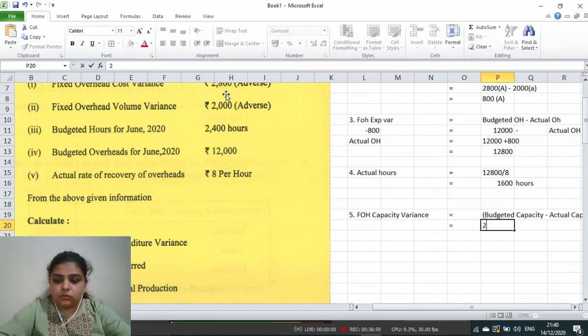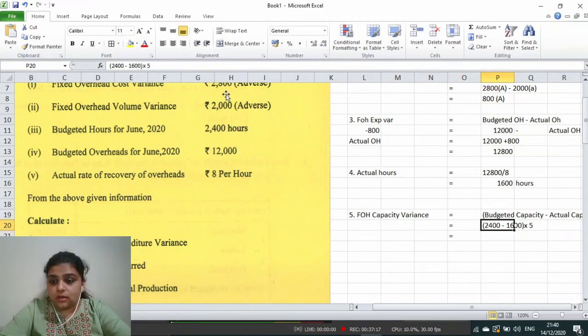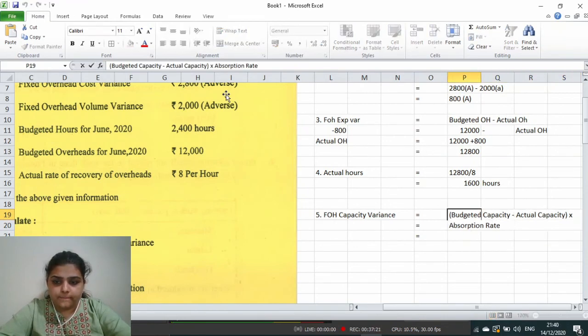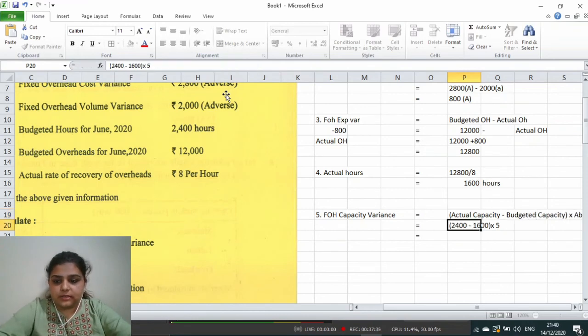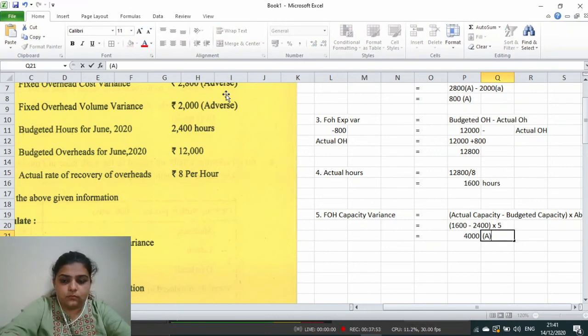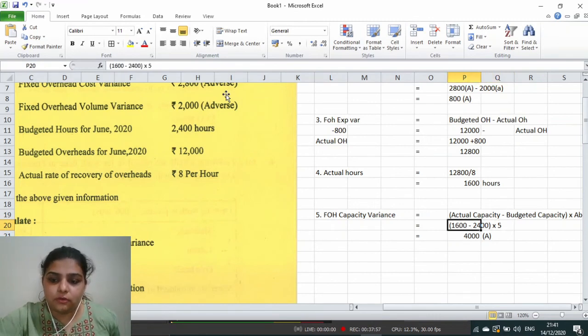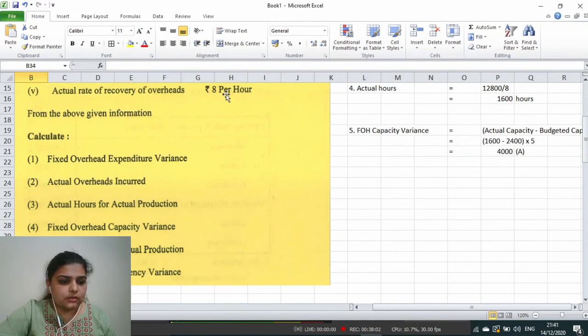So my budgeted capacity was 2400 and actually I have used 1600, into the rate of 5. In fact I should have written actual capacity minus the budgeted capacity. That would be 1600 minus 2400 into 5, that is equal to 800 into 5, 4000 adverse. So we should have utilized 2400 but utilized 1600. Next what is asked is standard hours for actual production.